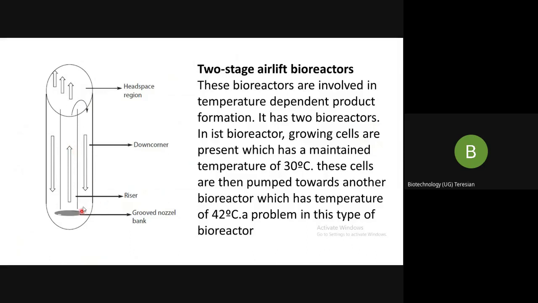So when the air moves, what happens? It moves along with the liquid or it moves along with the nutrients. So it moves, and like this the circulation keeps on occurring. So there is no need of agitator.